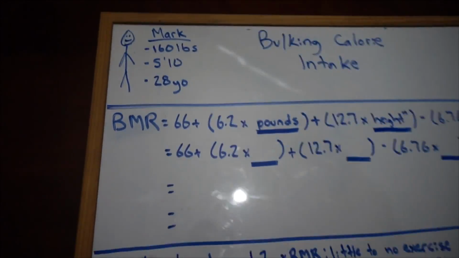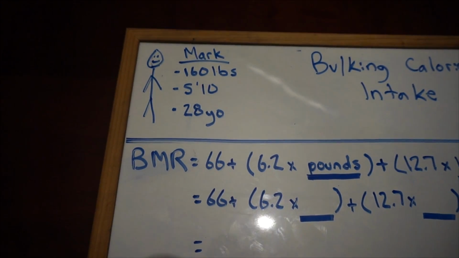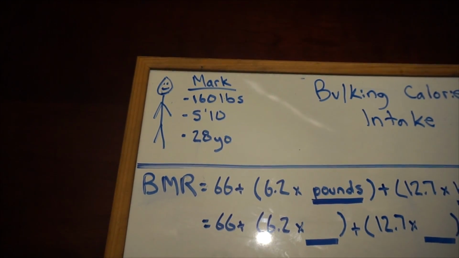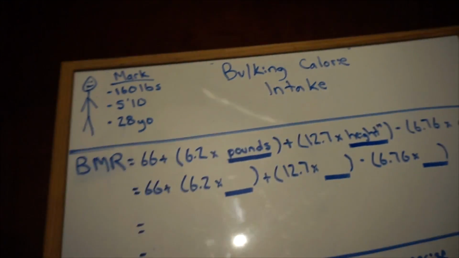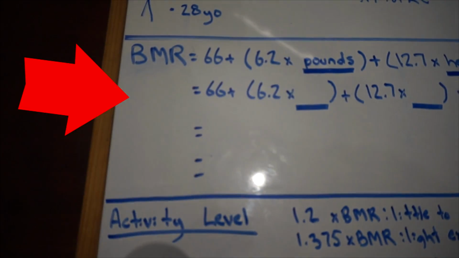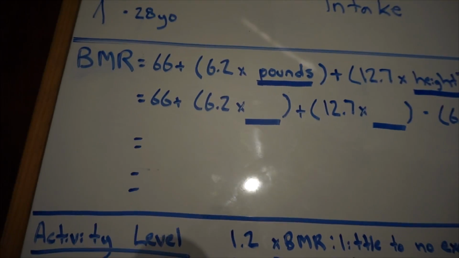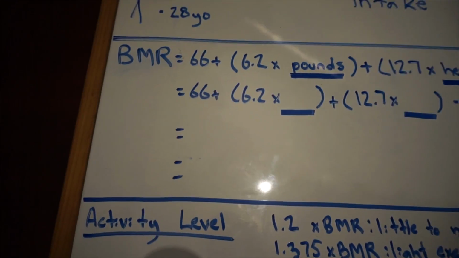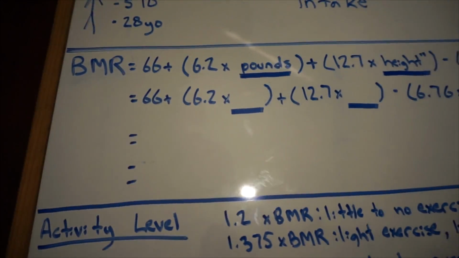Okay, so the first thing we're gonna start with here is by bringing you over to my demonstration board. For example purposes, we're gonna be using a character named Mark. He is 160 pounds, has a height of 5'10", and is 28 years old, looking to bulk up. So the first thing that we need to figure out is how many calories Mark needs on a daily basis. We're gonna be using this formula here. This is the Harris-Benedict formula, and I'm just gonna be simply plugging in all the information to calculate his basal metabolic rate, which is the exact amount of calories that he needs.